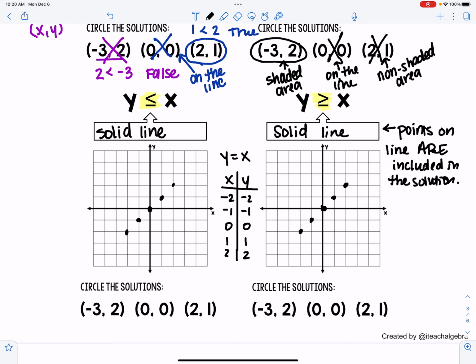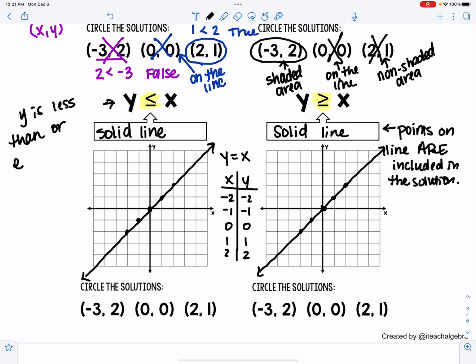All right, and since they're solid lines, I'm going to go ahead and graph that line. So it's a solid line this time. Both of them were exactly the same, so I knew I could go ahead and do that. And just like above, when we have y is less than or equal to x, that's what that means. Since I have that, less than is telling me that I'm going to shade below that line.